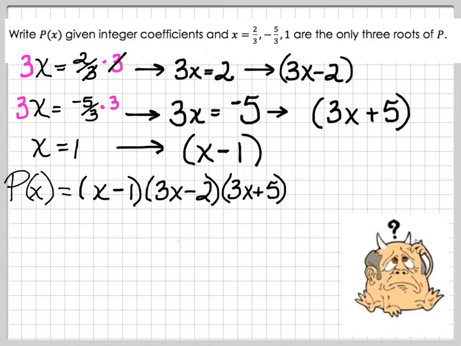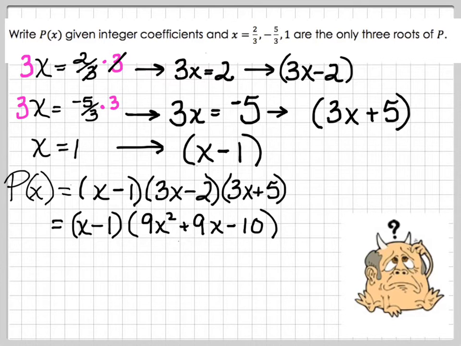The order in which you multiply these doesn't matter. So I'm going to multiply the two binomials in the back, and then I'm going to multiply the binomial times the trinomial. And this will be your final answer.